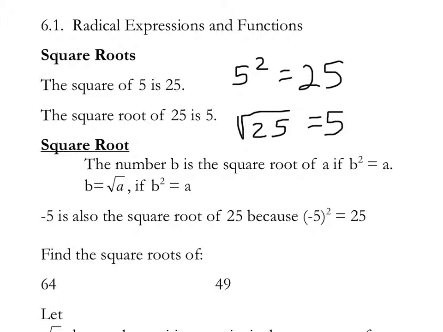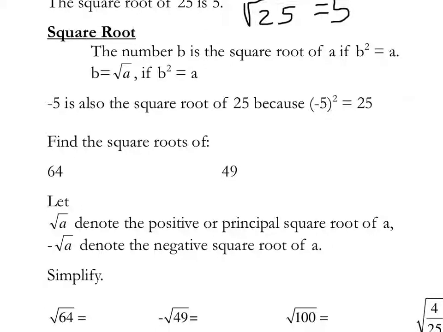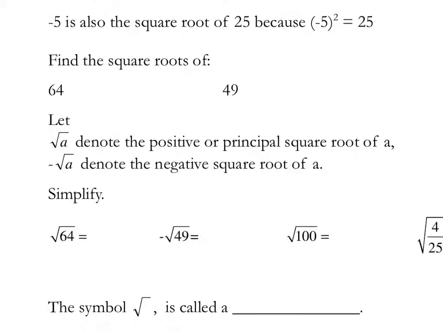The number b is the square root of a if b squared equals a. Negative 5 is also the square root of 25 because negative 5, the quantity negative 5 squared, equals 25.